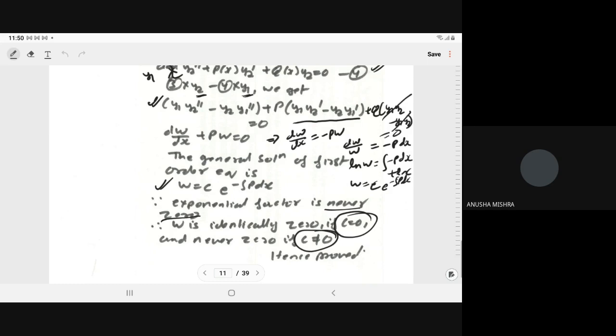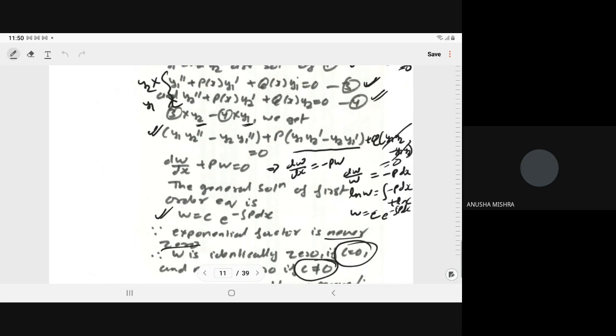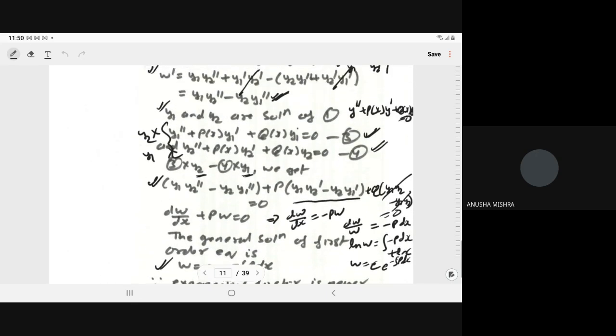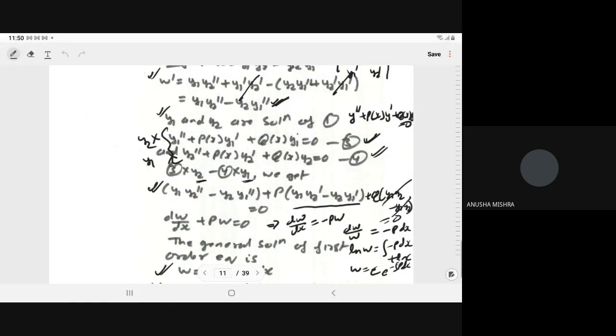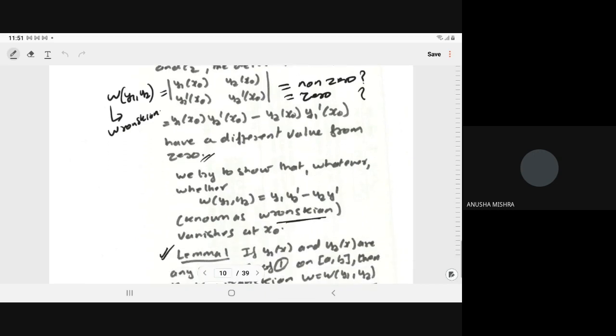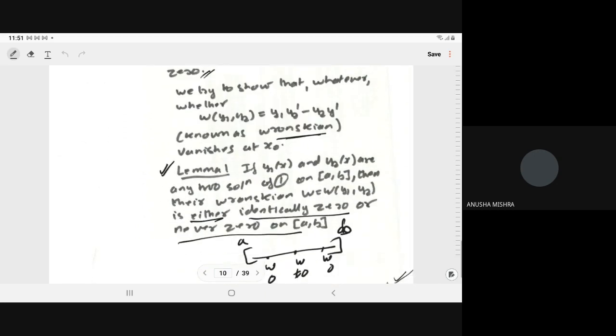Okay. Any other doubt? What do you want to see here? Clear this part?